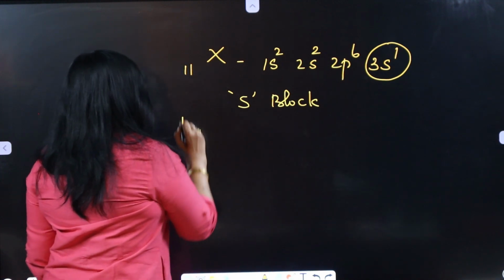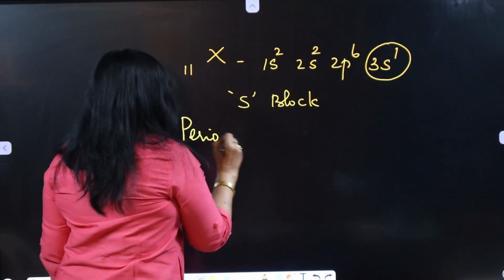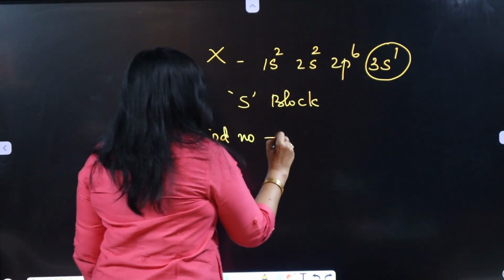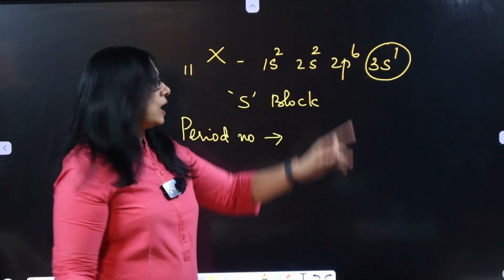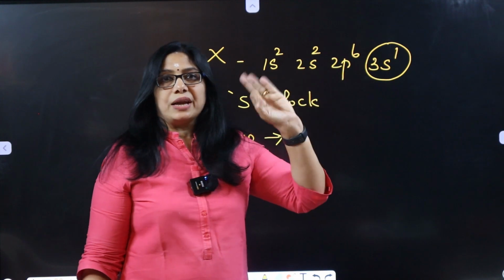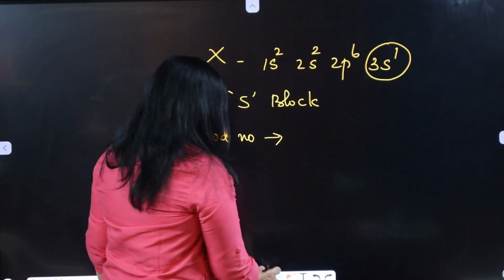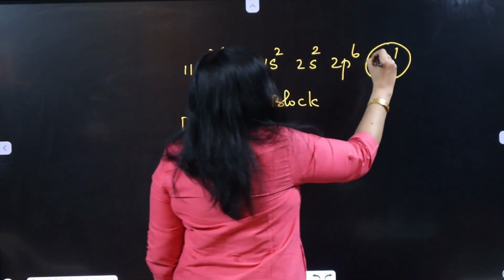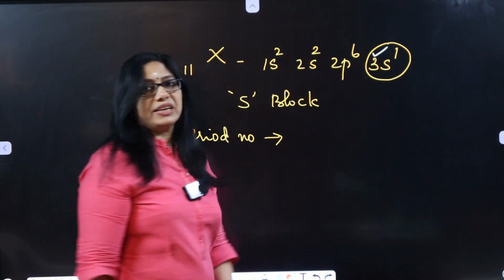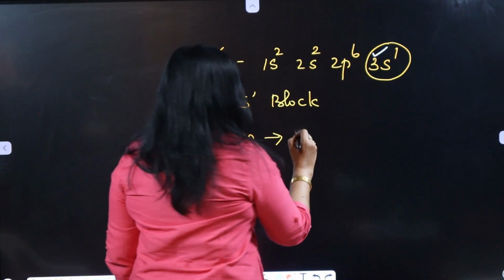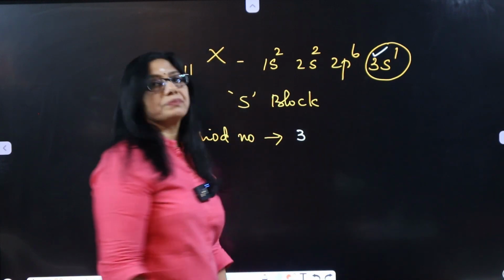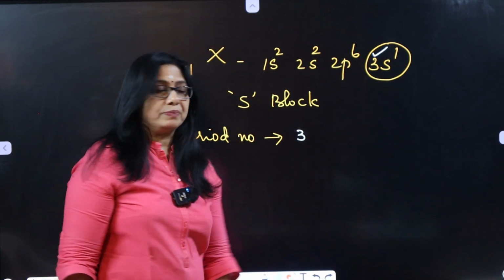Now, what about the period number? Period number means the outermost shell number or the highest principal quantum number. You can see the highest principal quantum number or outermost shell is 3 here. So, period number will be 3. Clear? It is in the third period.